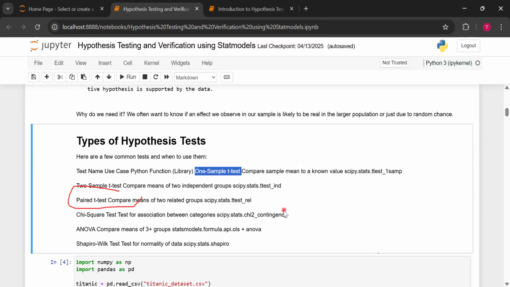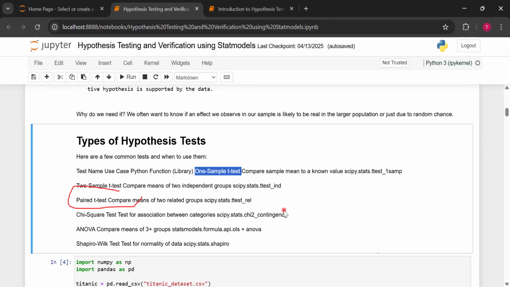Then we have others. In case your data is not normally distributed, you are not expected to use this particular test that we have just mentioned. These are tests that are used for data that's normally distributed. So you must know how to test for normality.